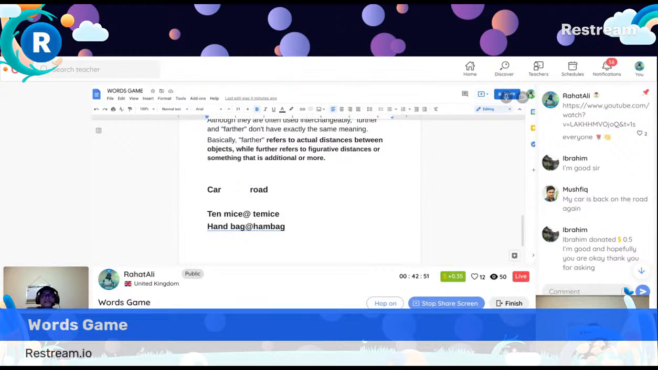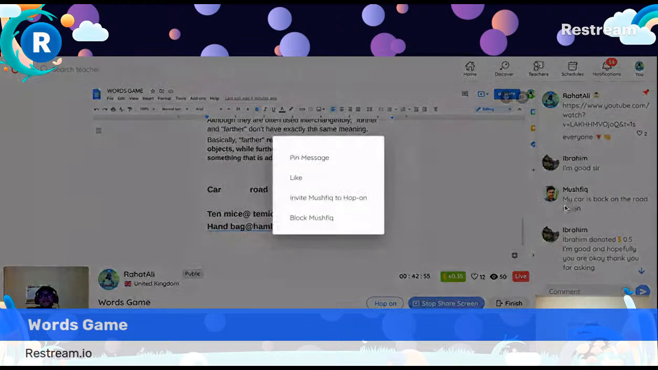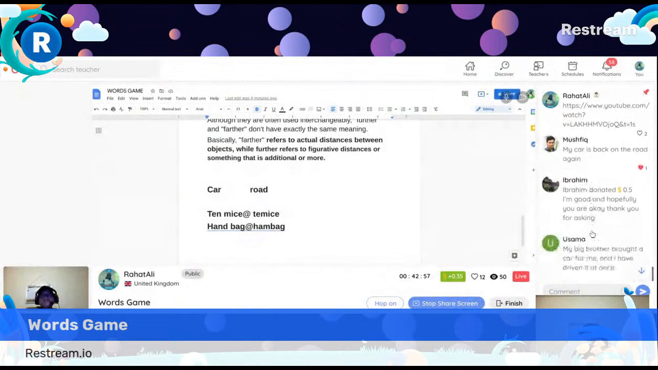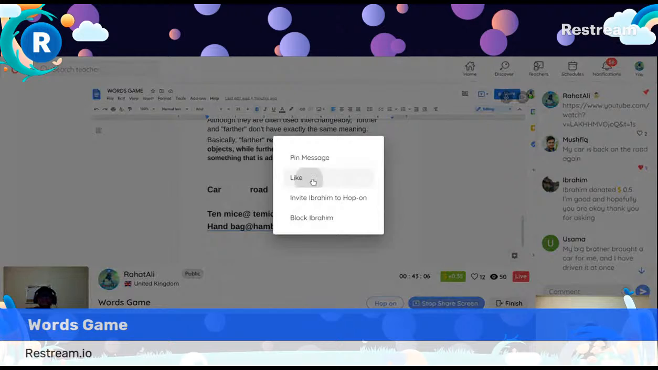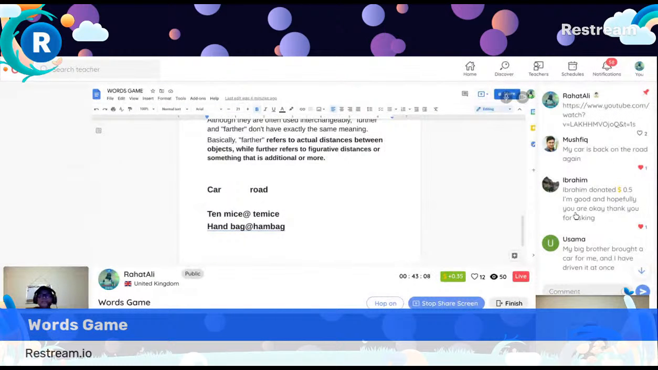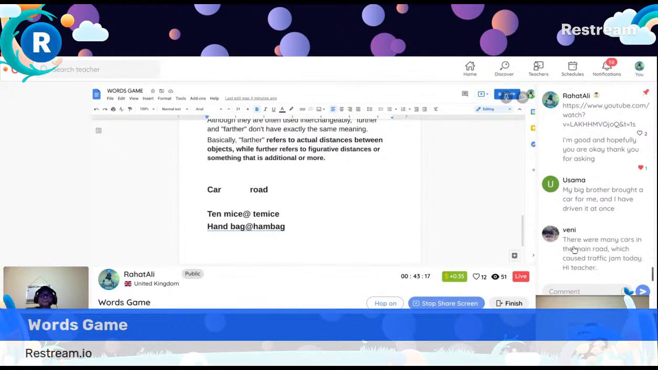Mushfik says, my car is back on the road again. Oh, that's a good sentence. Thank you. Hey, Ibrahim, thank you very much for the donation. All right, you're okay. Good to know that. Osama says, my big brother bought a car for me and I have driven it at once. That's great. Hey, Benny, welcome. Would you like to join for a few moments?